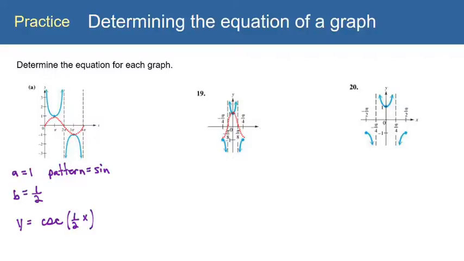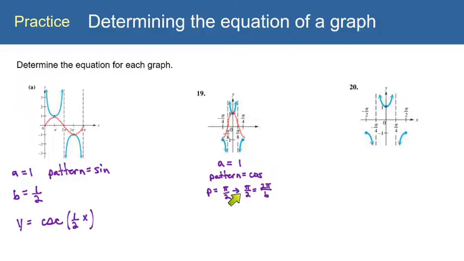So let's say amplitude is 1 and the pattern is cosine, and the period goes from, well, this is the middle, I guess, of one period, and this is the middle of the next period. So you get a whole pattern in here. And so the period goes from negative pi over 4 to positive pi over 4. In other words, pi over 2 radians from one to the other.